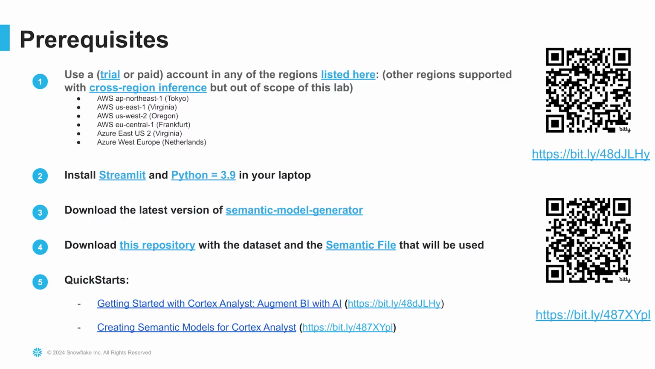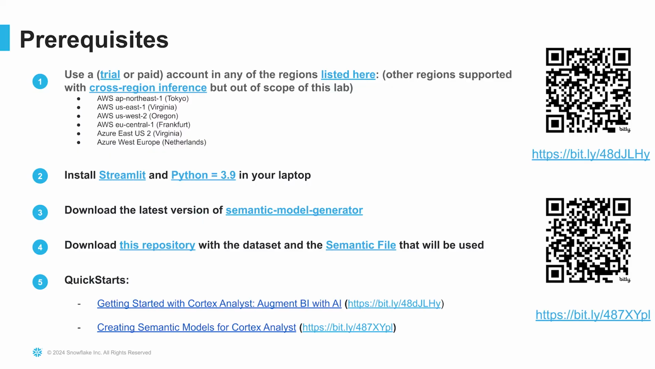The only thing is, make sure when you create your trial account or you have your own account, use one of these regions here. And the reason is that although we have cross-region inference, so we can use any call to any other region, I don't want to spend time doing that today, so this will be better. I'm going to be using Streamlit to run some of the applications here. The recommendation is Python 3.9, but I'm going to be using 3.10. I hear maybe some issues with other versions, so just to let you know.